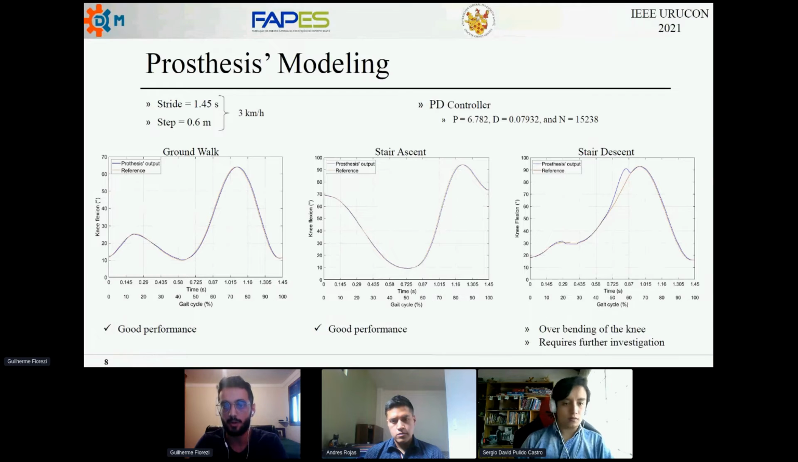But as for the activity of stair descent, the maximum torque that the prosthesis can deliver is saturated, and that generates this hyperflexion of the knee. This is a problem that we're now investigating, and we're seeking to minimize it in the future, in further research.